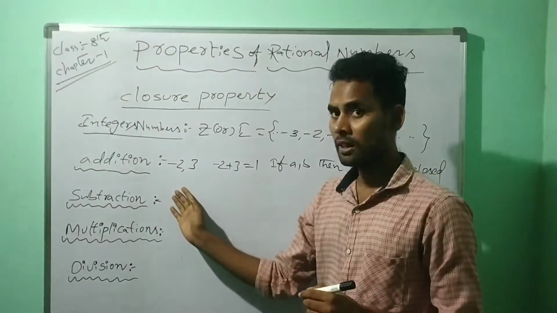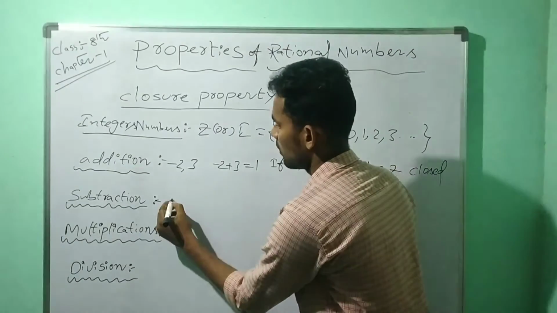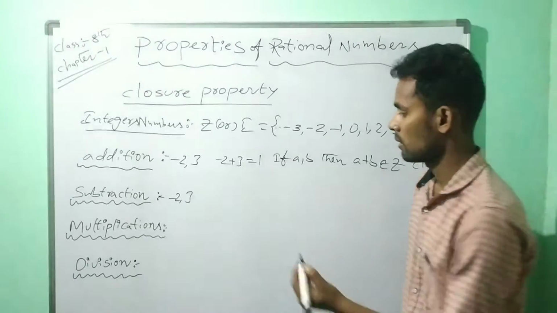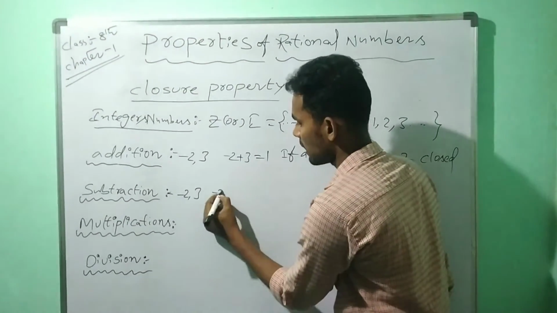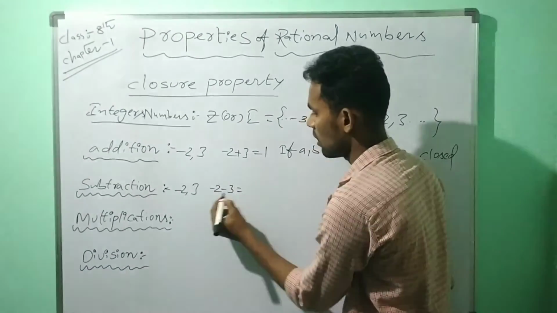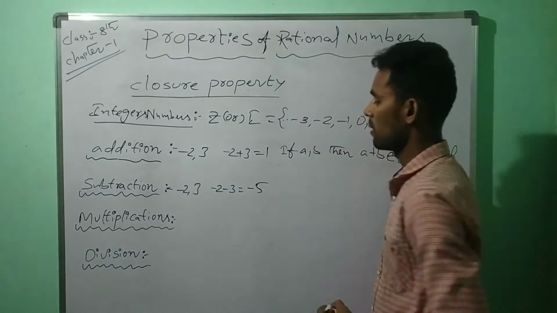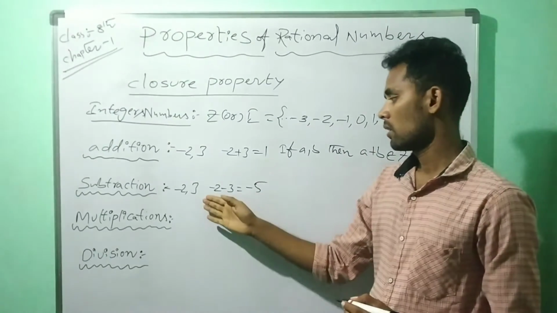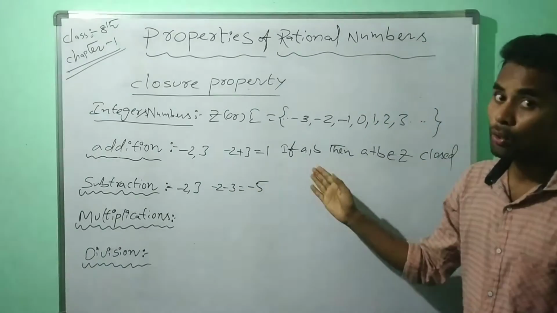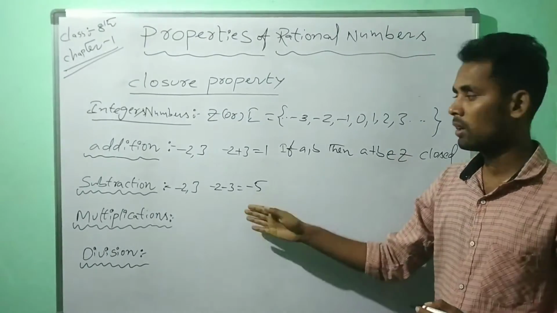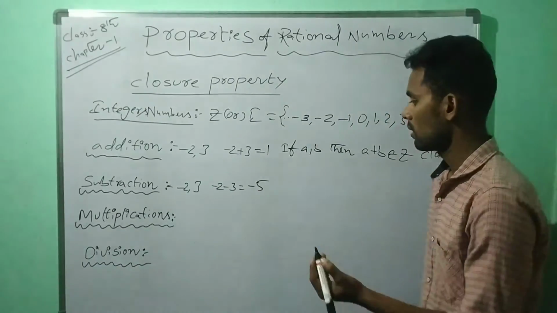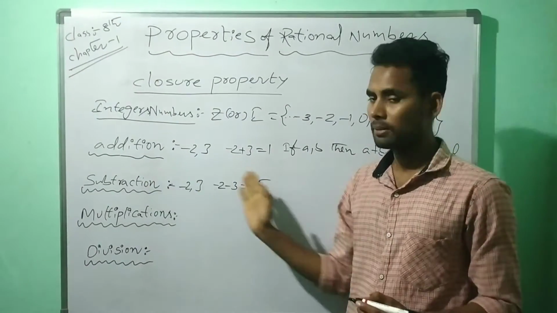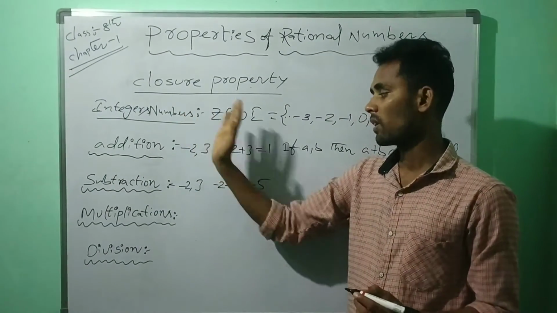Next, discuss subtraction. Any two integers, what is the difference? -2 minus 3 equals -5. -5 is an integer. So the difference of any two integers is also an integer. So the closure property is satisfied under subtraction in the set of integers.